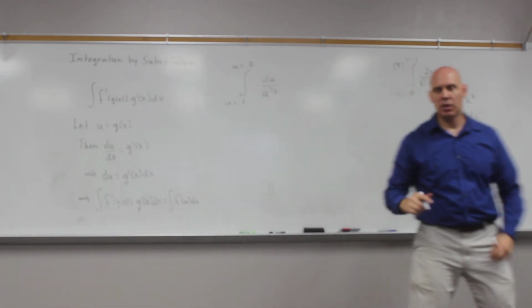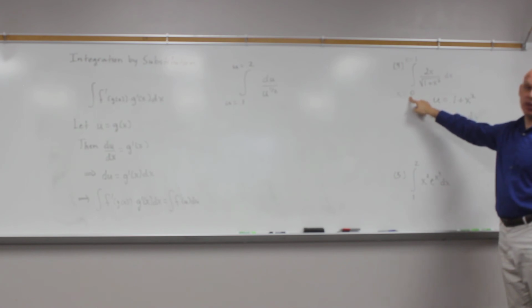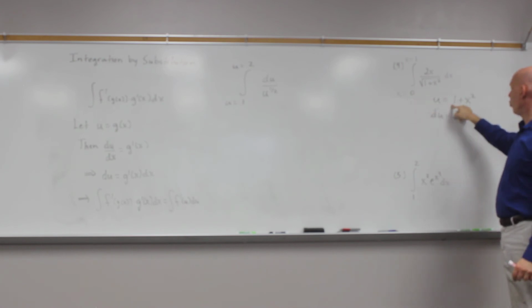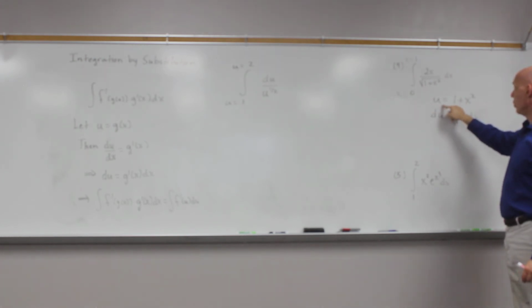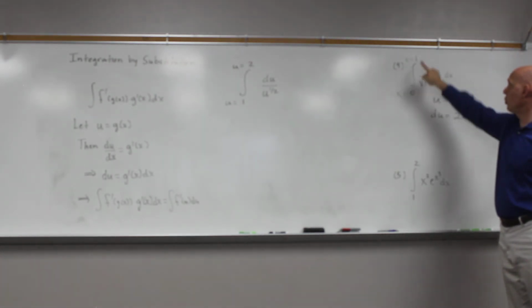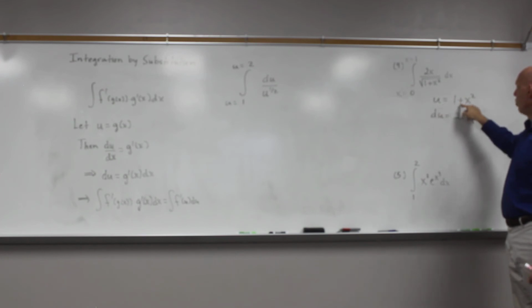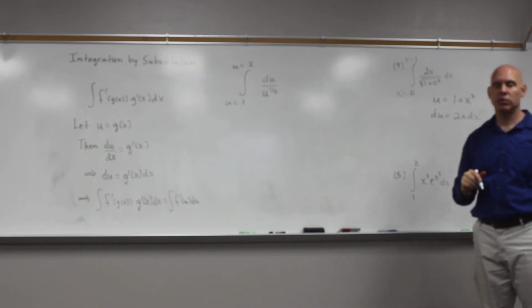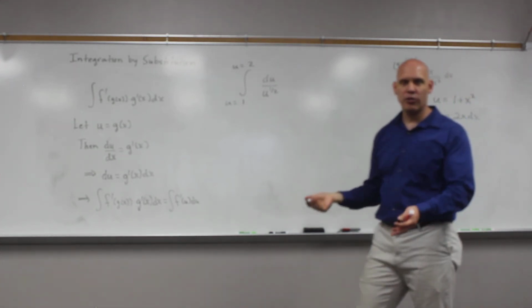Pretty simple. If x equals 0 and u is 1 plus x squared, then u is 1 plus 0 squared, or 1. If x equals 1, then u is 1 plus 1 squared, or 2. I will let you finish this problem.